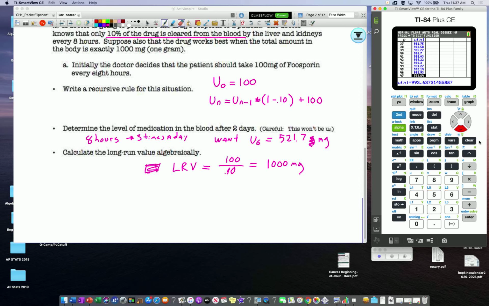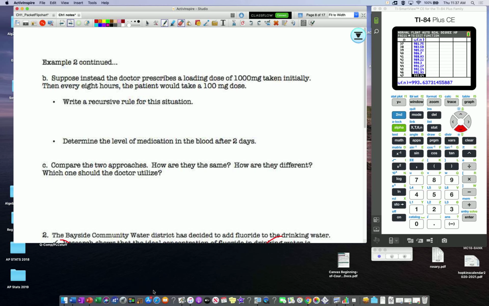So, all right. Continuing this problem on the back page, example 2, it says, now suppose instead the doctor prescribes a loading dose. So what actually happened to me was when I went to the doctors and they pulled the tooth, he actually gave me a loading dose. He made me take a couple pills of the antibiotic right away. And then I only had to take like one, I think only in the morning and the afternoon. I'm trying to remember exactly. But I just remember he gave me a loading dose right away.